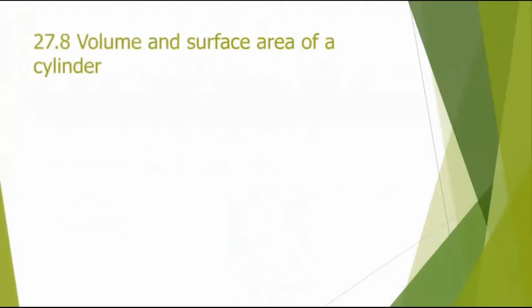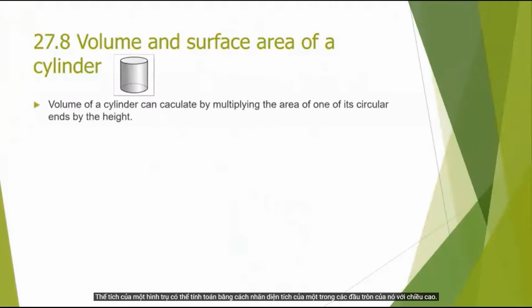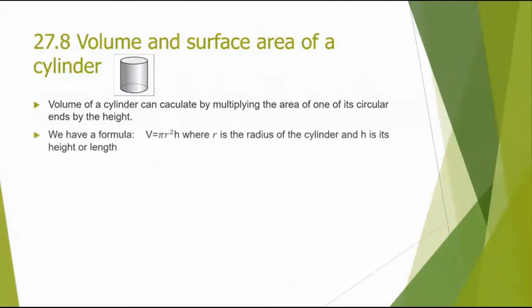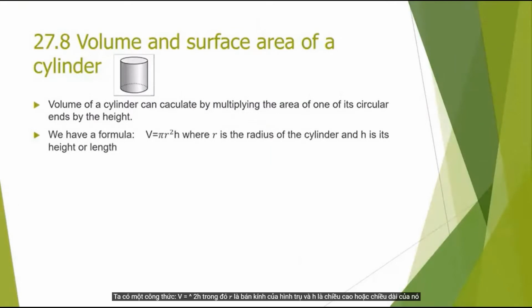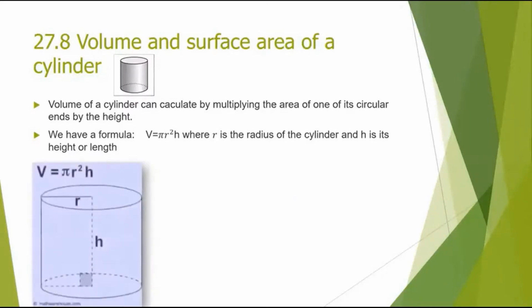First, we will learn 27.8 about volume and surface area of a solid. The volume of a cylinder can be calculated by multiplying the area of one of its circular ends by the height. We have a formula, V equals pi multiplied by radius squared and multiplied by the height, where r is the radius of the cylinder and h is its height or length.